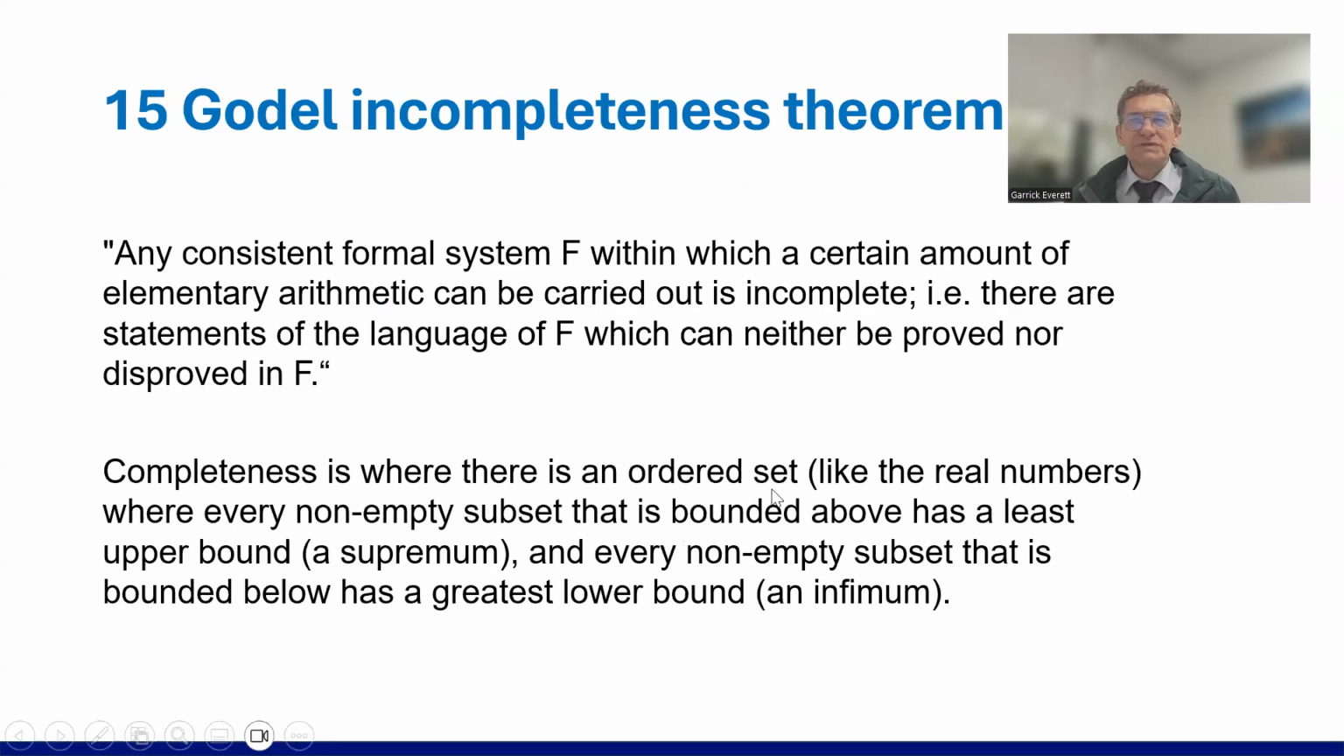Completeness is where there is an ordered set, like the real numbers, where every non-empty subset that is bounded above has a least upper bound, and every non-empty subset that is bounded below has a greatest lower bound.